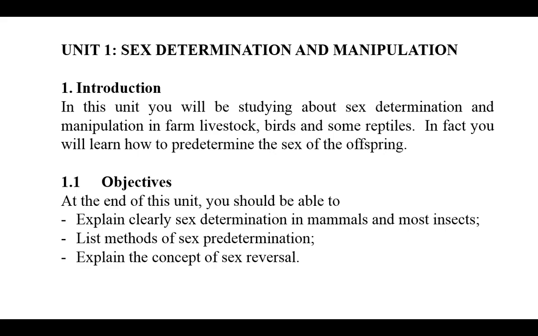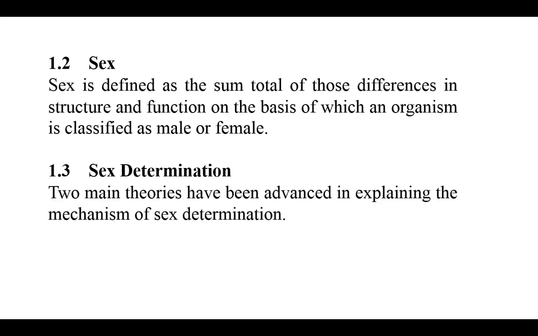By way of introducing the first unit, Unit 1, Sex Determination and Manipulation, this unit has to do with how to determine sex of the offspring and then how to manipulate reproduction in birds, reptiles, and indeed the livestock. The objectives include, by the end of this unit you should be able to explain clearly sex determination in mammals and most insects, list methods of sex predetermination, and explain the concept of sex reversal.